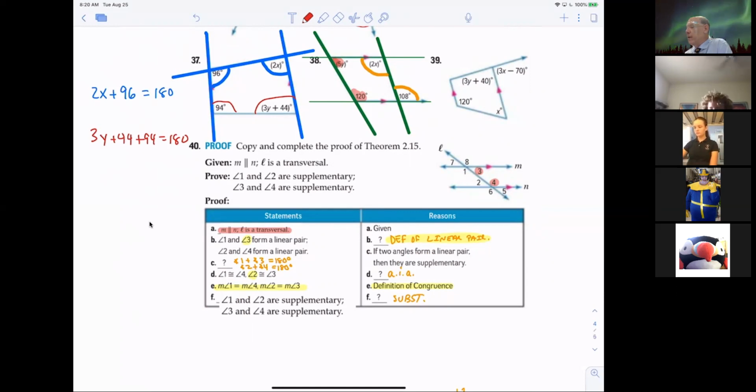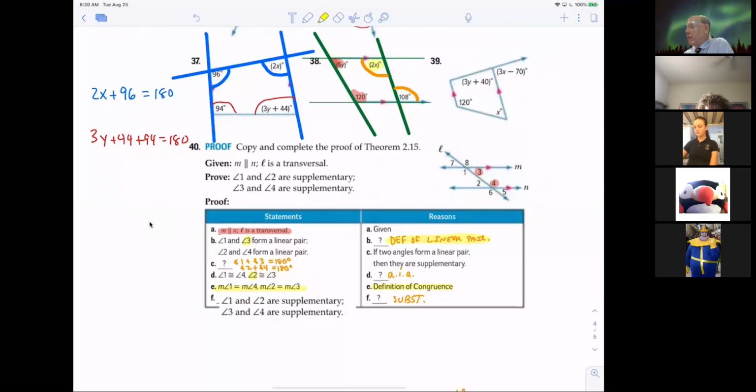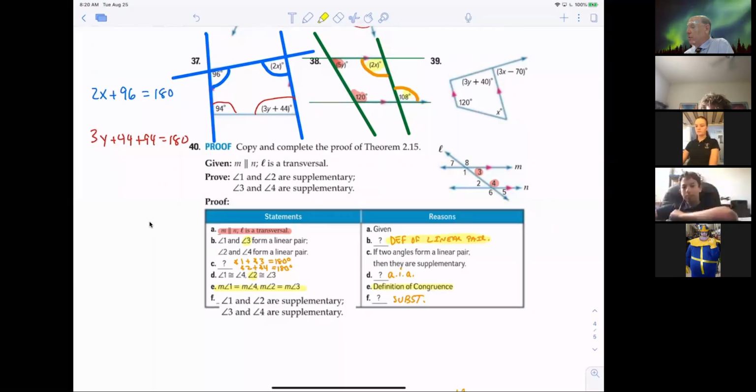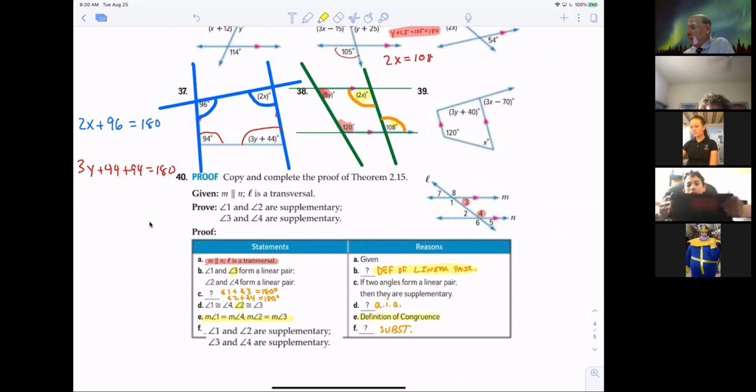All right, does everybody agree that's kind of the same with 38 now? What about, and we talked about this, didn't we? These are alternate interior angles, correct? So on that one, we would just say 2x equals 108, right? And then down here, these are consecutive interior, right? So 5y plus 120 equals 180.